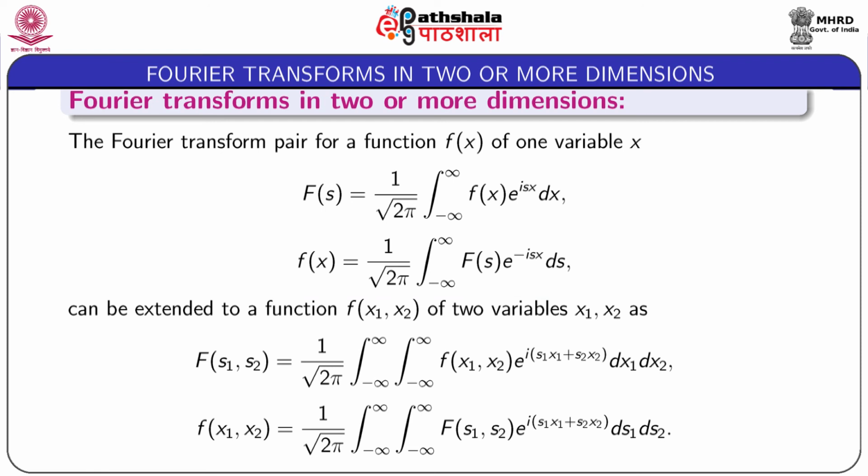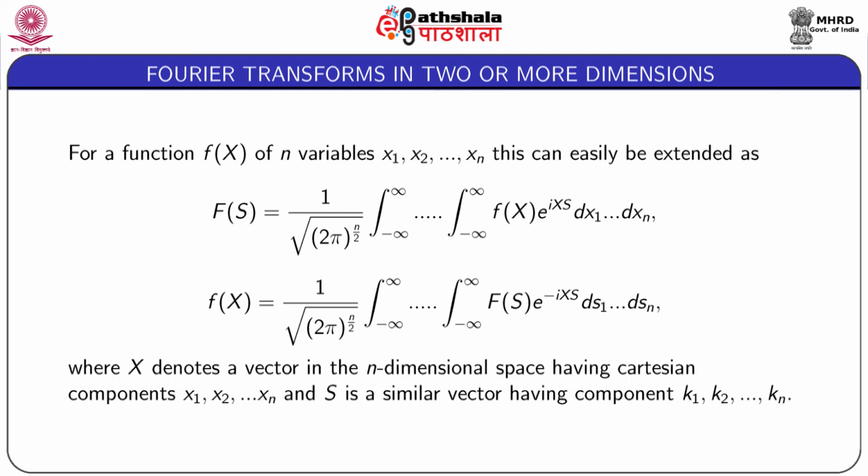This can be extended to a function of two variables x1 and x2, and this is given by capital F(s1, s2) equal to 1 by root 2 pi integral minus infinity to plus infinity, again integral minus infinity to plus infinity small f(x1, x2) into e to the power i (s1 x1 plus s2 x2) into dx1 dx2, and its inverse transform is given by small f(x1, x2) equal to 1 by root 2 pi integral minus infinity to plus infinity, again integral minus infinity to plus infinity capital F(s1, s2) e to the power i (small s1 x1 plus small s2 x2) ds1 ds2.